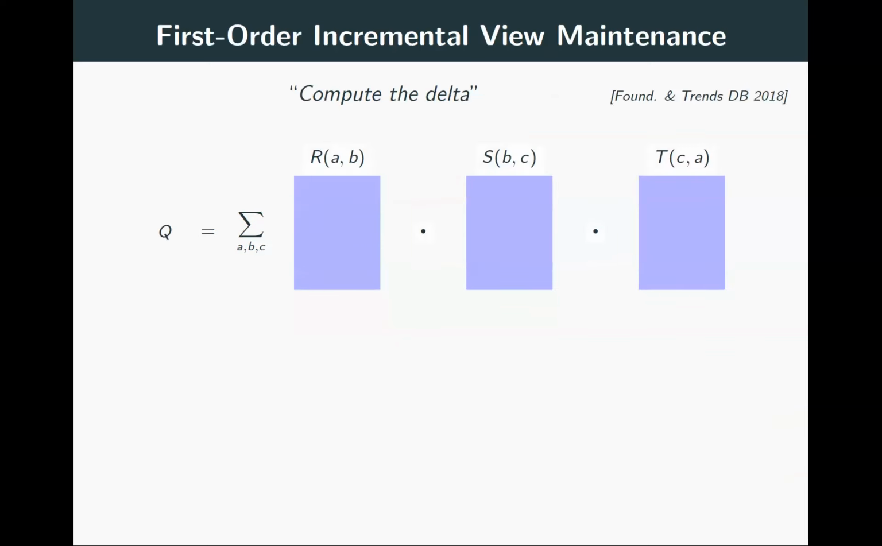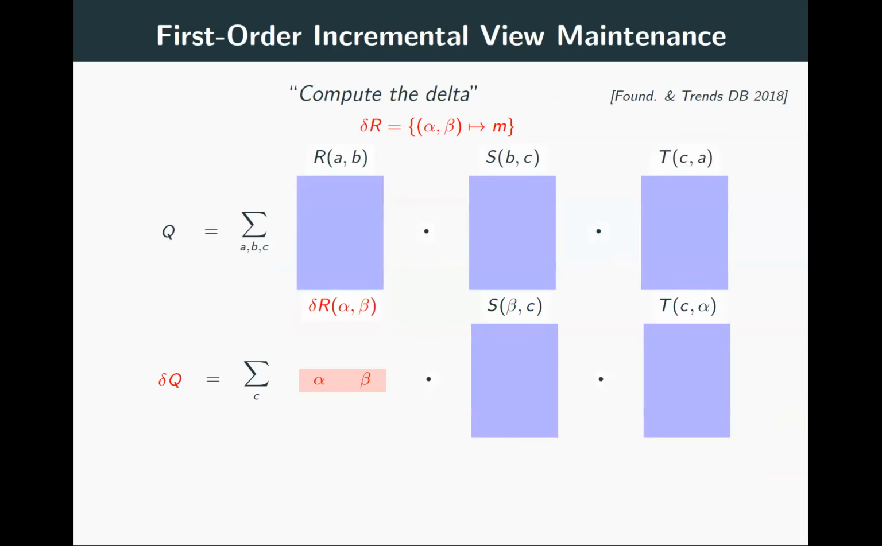So now the first order incremental maintenance, what does it do? We compute the delta, right? So if we apply a delta here to R, this is the delta, the single tuple, then the query becomes simpler.